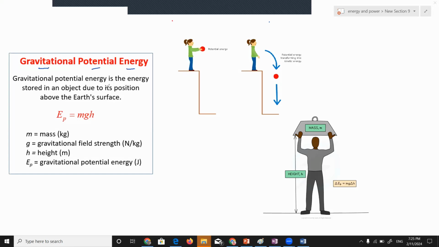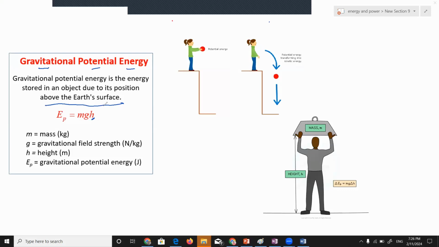Gravitational potential energy is the energy gained by an object due to its position above the Earth's surface. This is the definition. The energy is stored in the object due to its position above the Earth's surface, which means that gravitational potential energy depends on the height of the object.